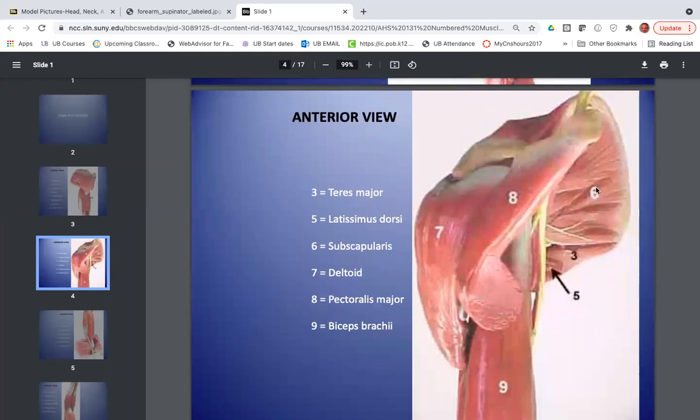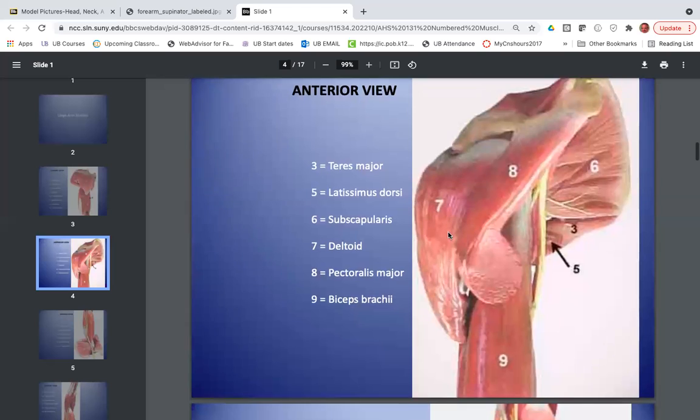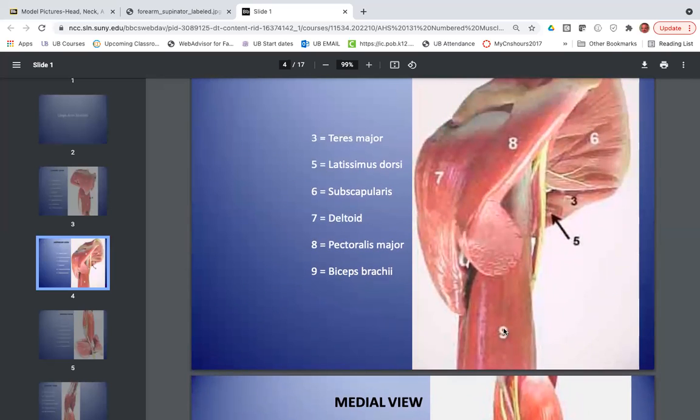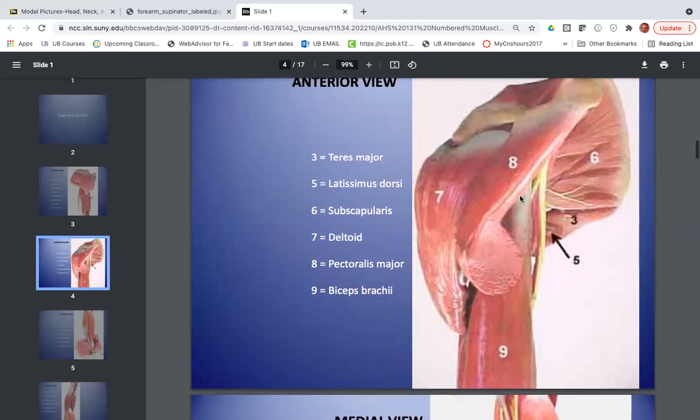When we look at the scapula from the anterior view, this is our 4th rotator cuff muscle, number 6. That's the subscapularis. It inserts on the lesser tubercle. Here's part of the pec major. Here's the anterior deltoid. And then here's the biceps brachii in the front. And this one right here, that would be the short head, because that originates on the coracoid process.